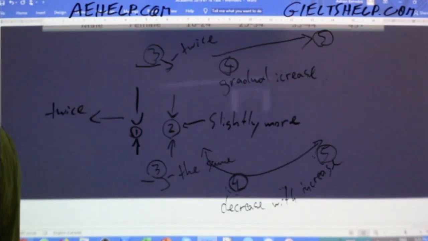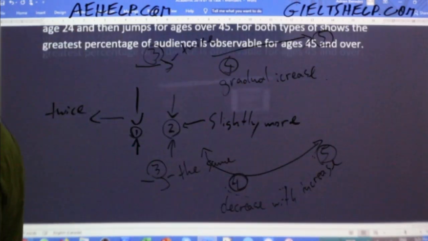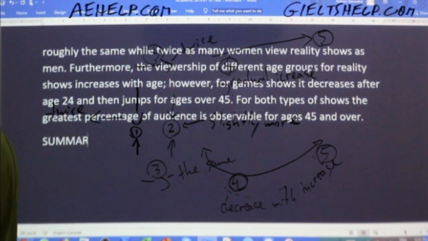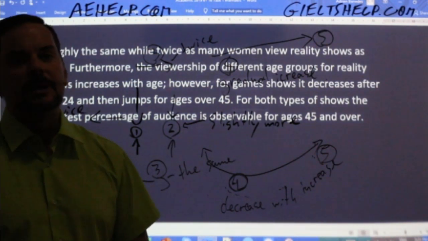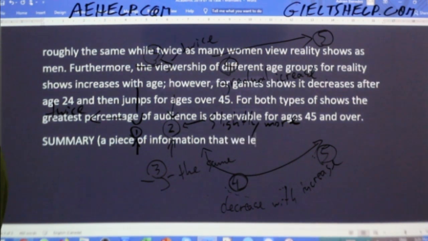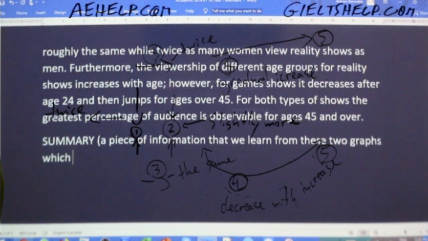Okay? And that's what I'm going to do because I think that there's a good summary here. Now, I know some students, this is new, and they're thinking, really, a summary? What would a summary be? Okay, and a summary is of information that we learn from this case, which is not included in the overview.